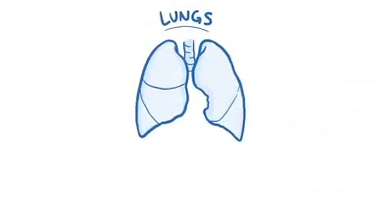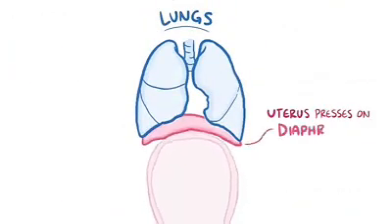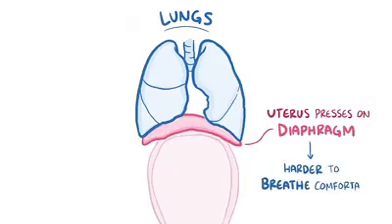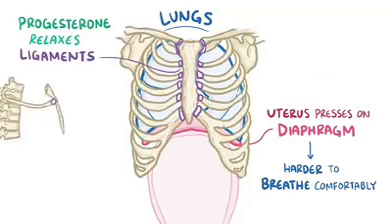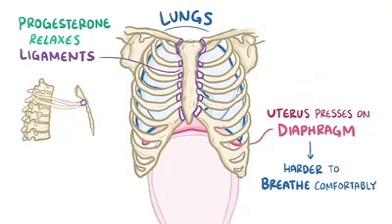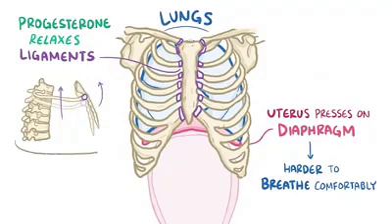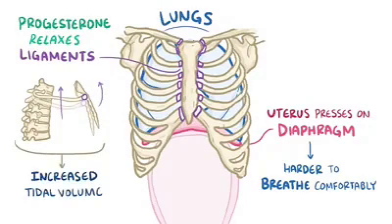The lungs get affected as well. The uterus pushes upward on the diaphragm, which makes it harder for pregnant women to breathe comfortably. There is some compensation though, because progesterone relaxes ligaments in the thorax, which increases the transverse diameter of the rib cage, like a bucket handle that swings out, and the anterior-posterior diameter of the rib cage, like a pump handle that pulls up. These changes increase the tidal volume, which is the amount of air inhaled or exhaled per breath, and the minute volume, the amount of air inhaled or exhaled per minute.